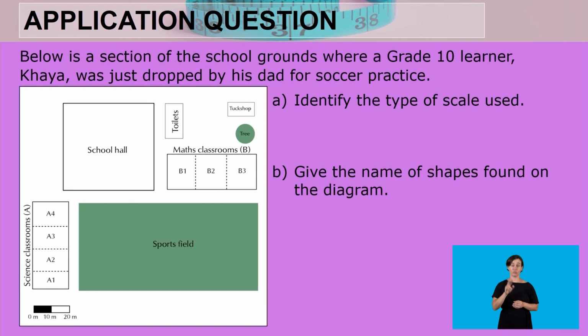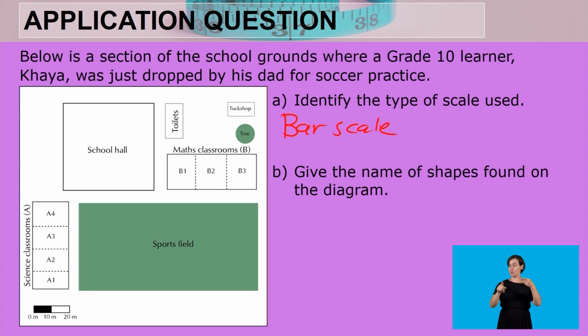The first question there, we're given: below is a section of the school grounds where a grade 10 learner, Kaya, was just dropped by his dad for soccer practice. A, identify the type of scale used. What type of scale has been used there? We are given a bar scale, so it's a bar scale.